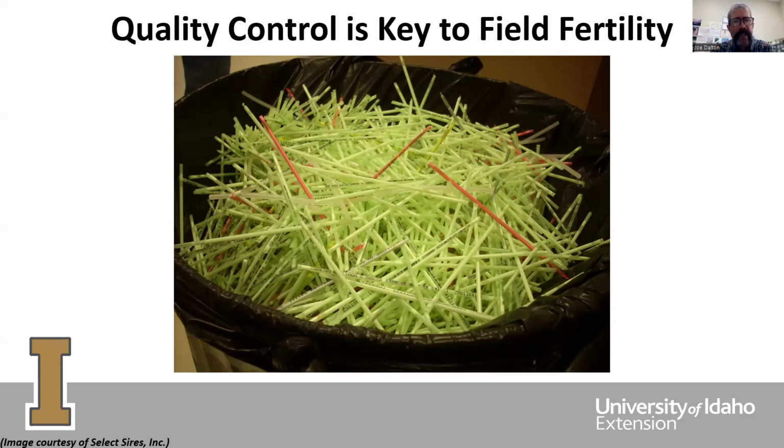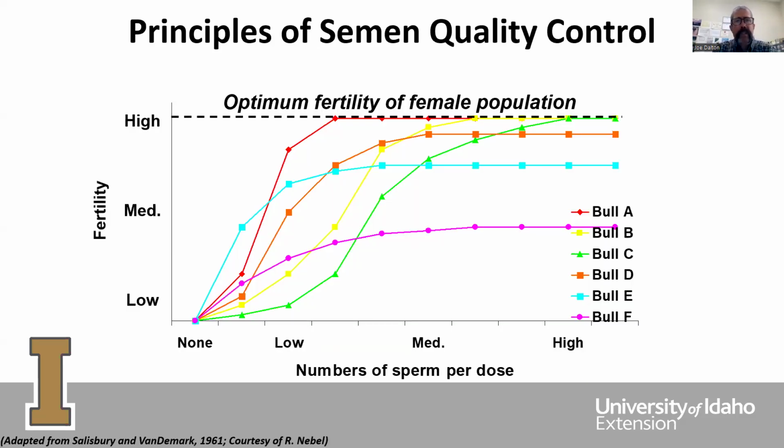Okay, one of my favorite pictures, because this is one of those points where you say, it's not going out the door. We don't have confidence that it's going to generate pregnancies. Start over. And that's really where, if we follow strict standards, we can help dial in field fertility. So let's get to that compensable, uncompensable discussion and talk about principles of semen quality control at the level of the AI center.